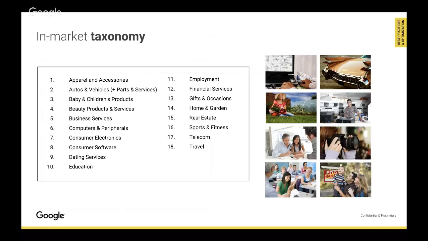And here is a taxonomy of our in-market audiences. As you can see, we have 18 different kinds of categories. And under each category, we also have subcategories. And as you can see, this covers quite a lot of the categories of the clients. So definitely use it when you see relevant. For example, Hong Kong is very financial focused. So definitely use our financial services in-market audiences for your financial clients.